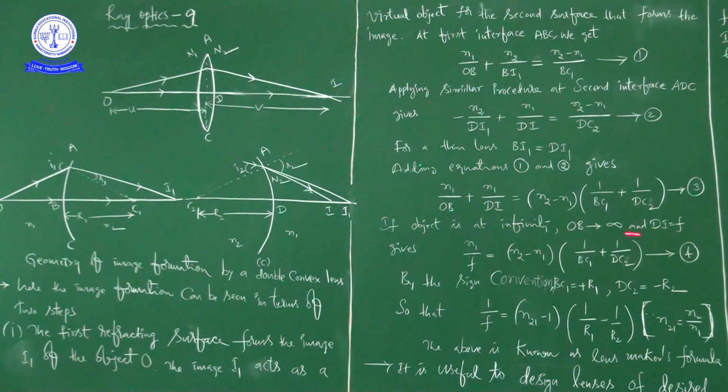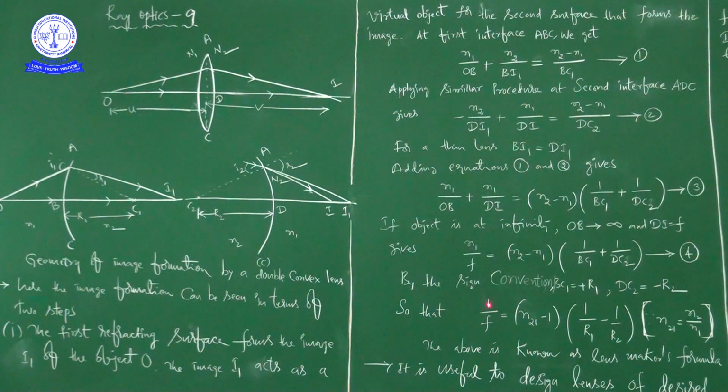So we are substituting these two values here. 1 by infinity is equal to 0. So n1 by f is equal to (n2 minus n1) into (1 by BC1 plus 1 by DC2). It is like equation number 4.